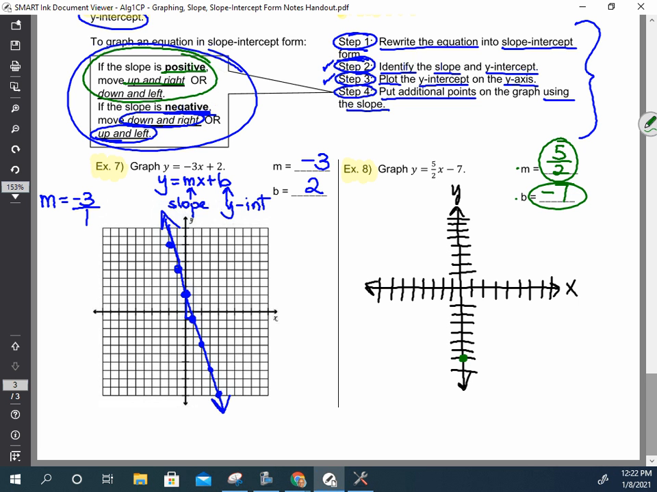First way, go up and to the right. So go up 1, 2, 3, 4, 5, to the right 2. Put the point. Go up 1, 2, 3, 4, 5, to the right 2, for the point. Go up 1, 2, 3, 4, 5, to the right 2, for the point.